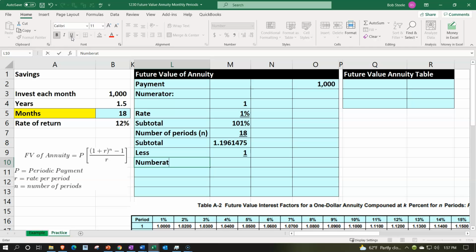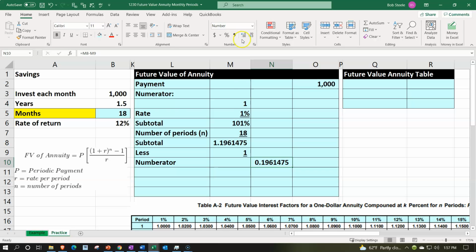Numerator. Okay, here we go. This is going to be equal to this number minus the 1. Adding some decimals. Home tab, number group, decimalized. So there we have that.